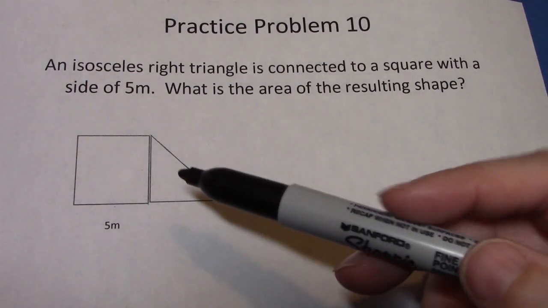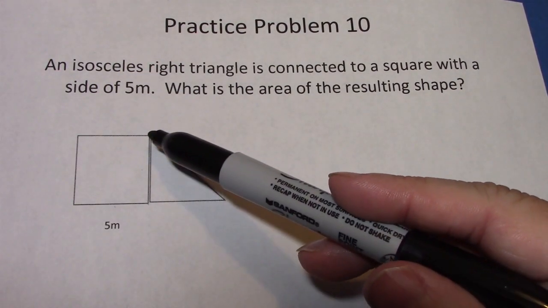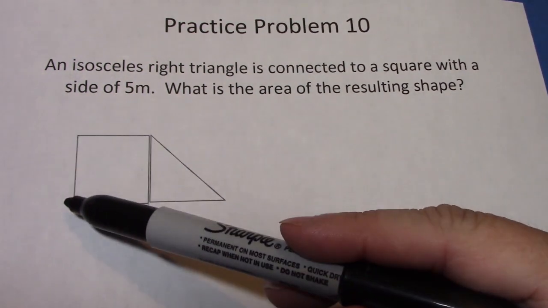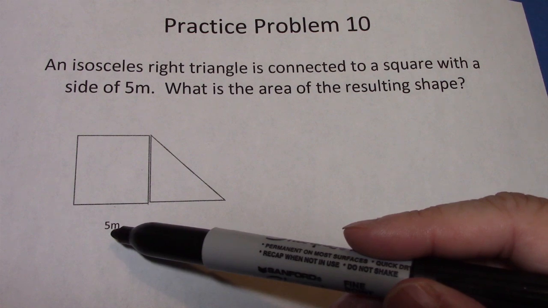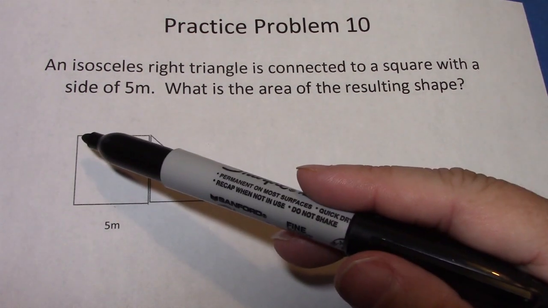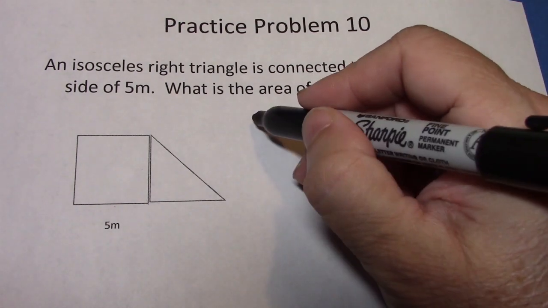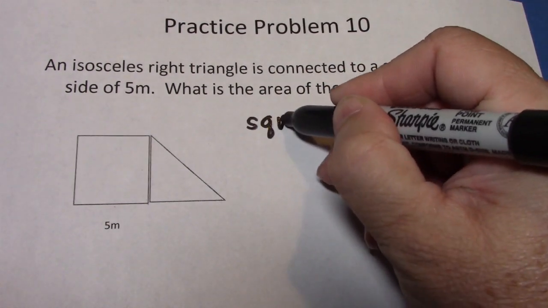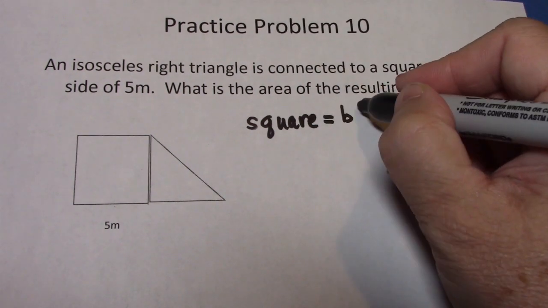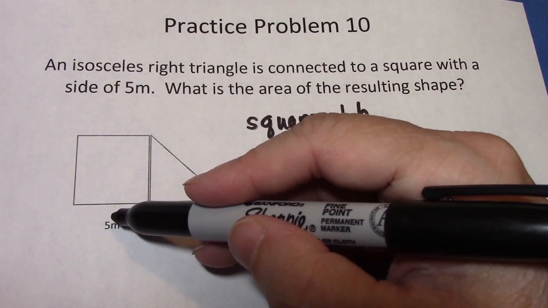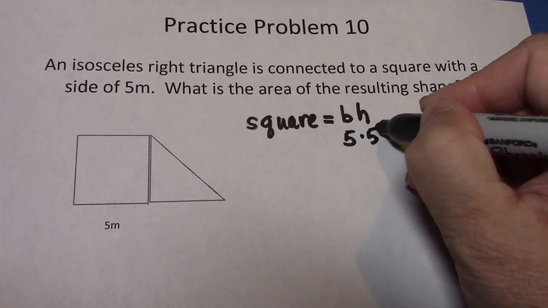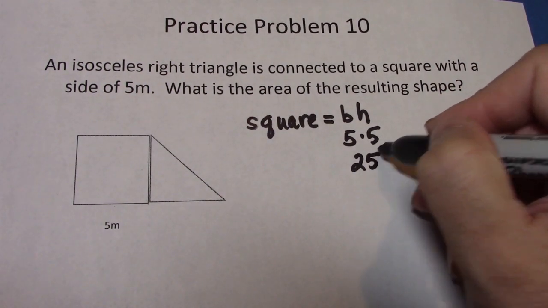Problem 10. An isosceles right triangle, that's this, is connected to a square with a side of 5 meters. What's the area of the resulting shape? Well, once again, we have to find the two and add them together. So let's do the square first. It's base times height. We know that it has the same measurement for its base and its height, so that's 5 times 5, or 25.